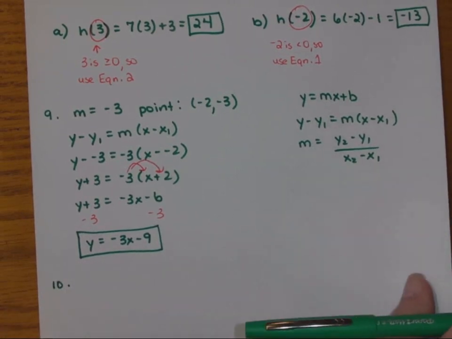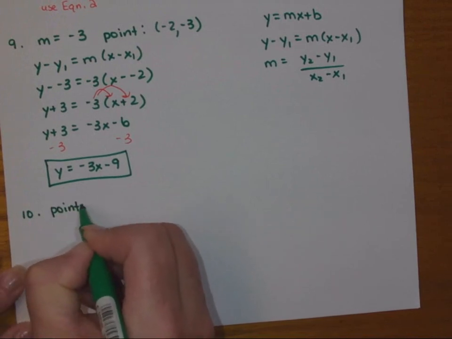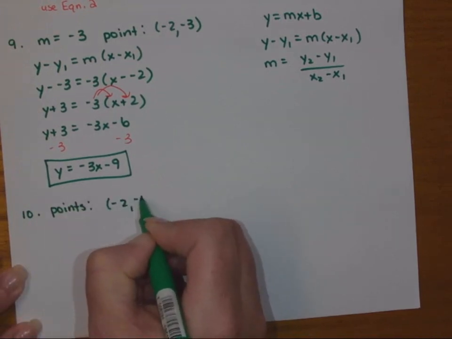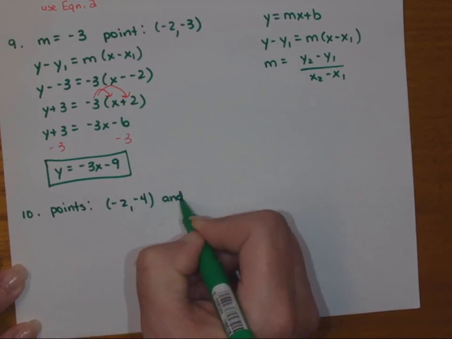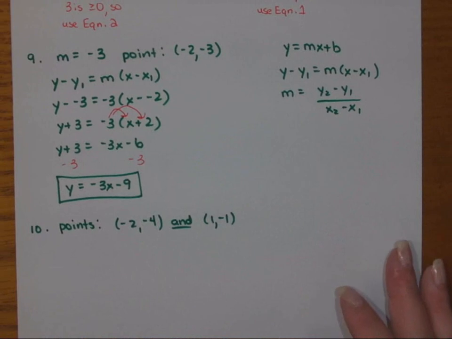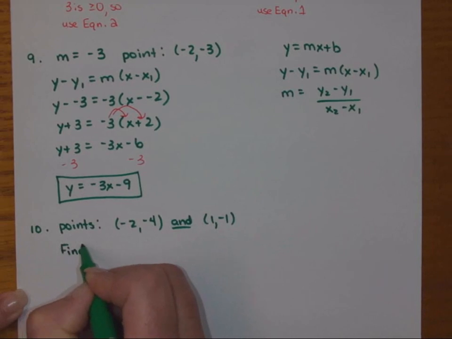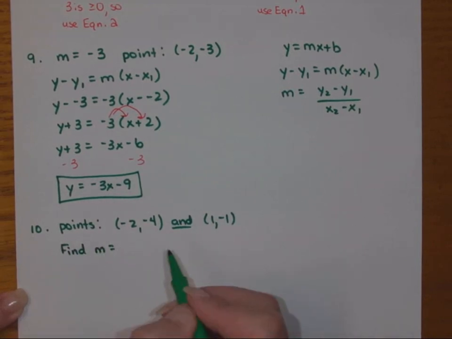Okay, so for number 10, same thing, right? You know that you have points -2, -4, and 1, -1. Okay, so it's very similar to number 9, it's just that you don't have the right information quite yet. In other words, you need to know what the slope is. Okay, so you need to figure that out.